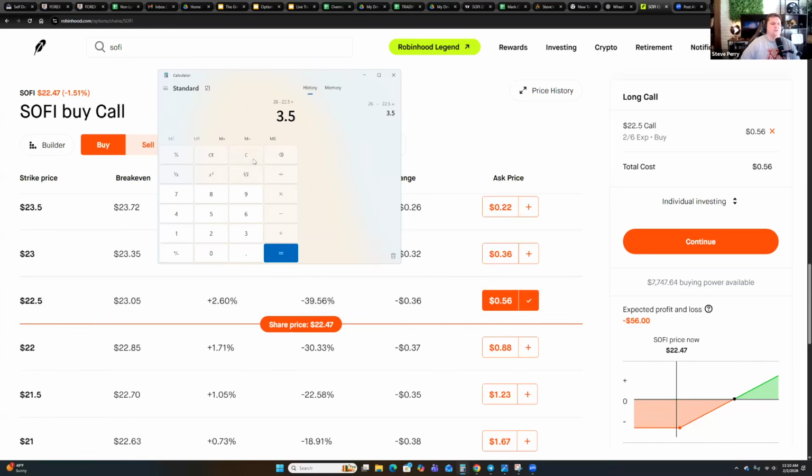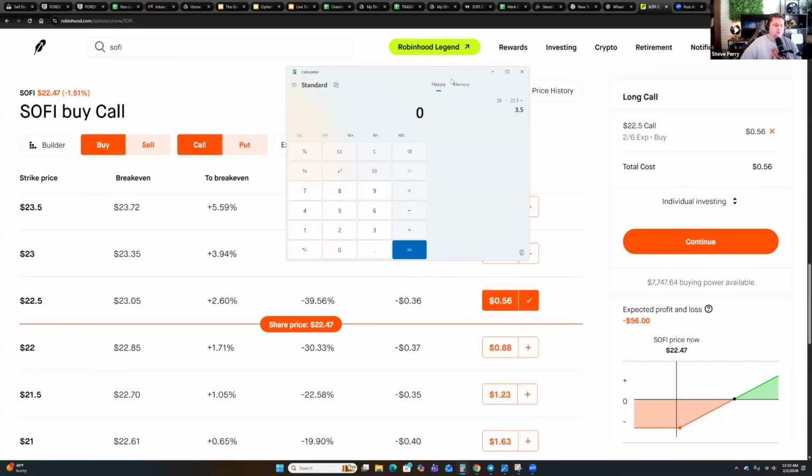Now, let's say that SoFi goes down instead. Let's say you buy this call and it goes down. What happens if SoFi goes from 22.50 to $20 by Friday? Well, you wouldn't want to exercise your option, your right to buy shares of SoFi. You wouldn't want to exercise that because the price is too low.